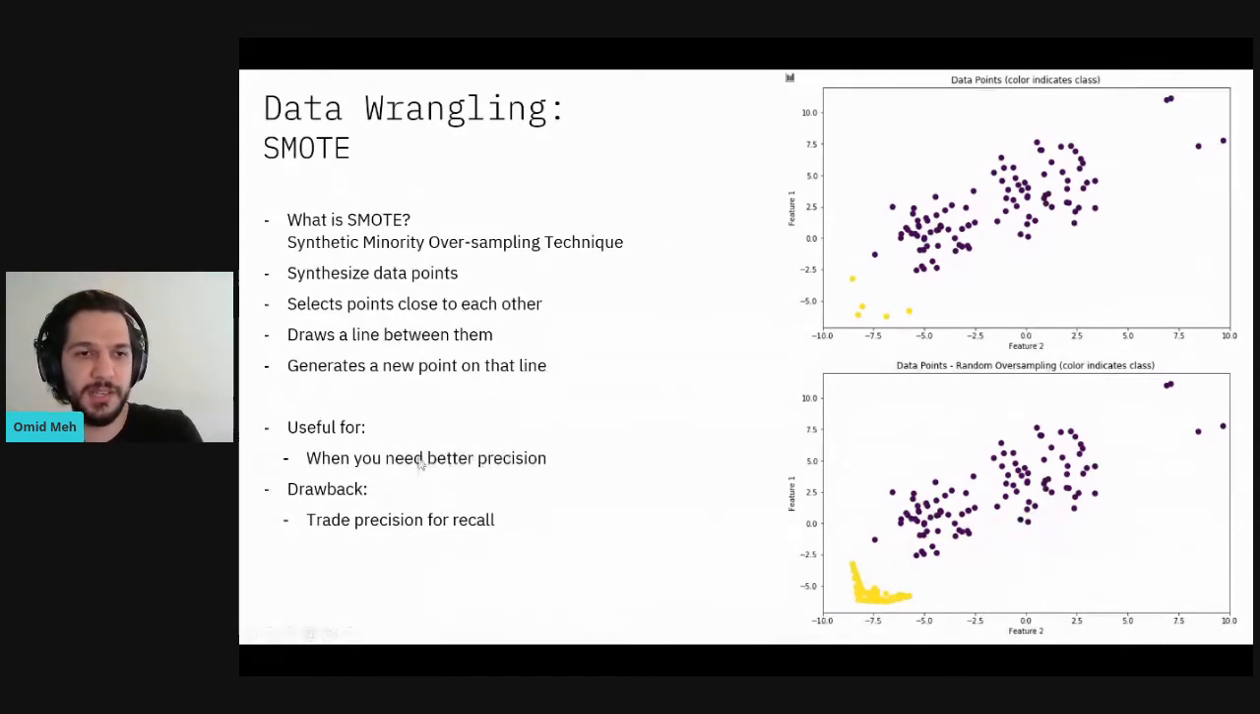In terms of usefulness, it helps you increase your precision, but it comes at the cost of recall. So keep that in mind. If that is the objective you're going for, if you're trying to increase precision and you don't necessarily mind lowering the recall by a little bit, just keep in mind SMOTE might be one of the very good choices to look into.